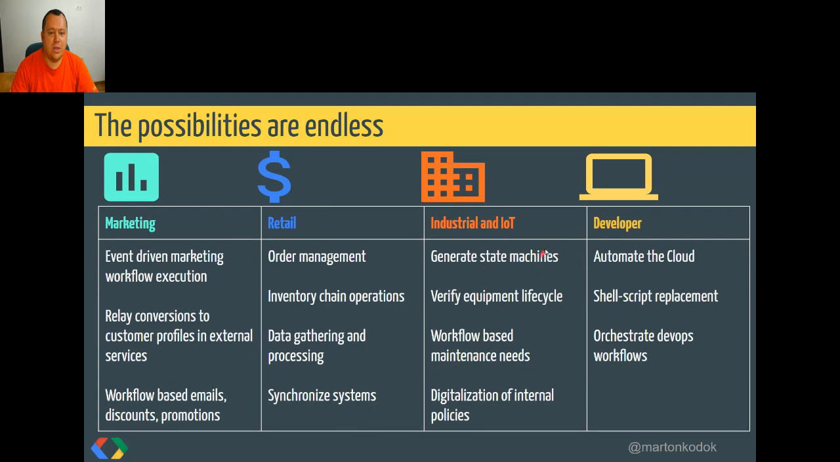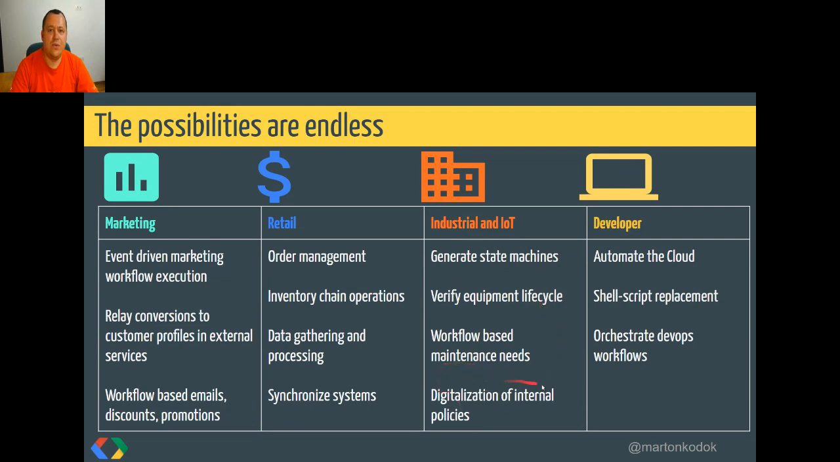In industry and IoT, which is the last section I'm going to mention, you can generate state machines. You could generate the YAML syntax that is used in the workflow. You could build out the UI with drag and drop, and in the background that's turned into YAML syntax, a generated state machine for your logic. You could verify equipment lifecycle. You could, for example, set up that in 6 months, do some actions for that, and define the lifecycle of a workflow process.